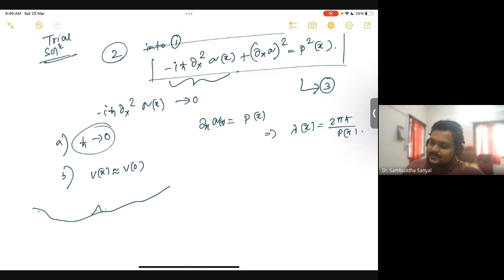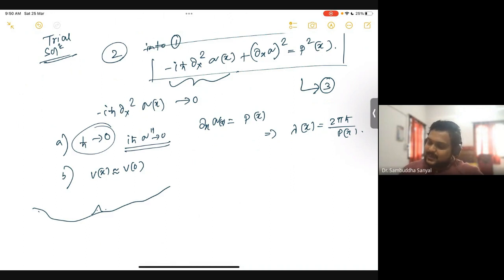And slowly varying means what? The first derivative survives, but the second derivative, this i h bar sigma double prime, is 0. It's a smooth function such that the rate of change of sigma's first derivative is small. So these are the two scenarios where this term can go to 0. And these two are basically equivalent scenarios. That's what we will see.